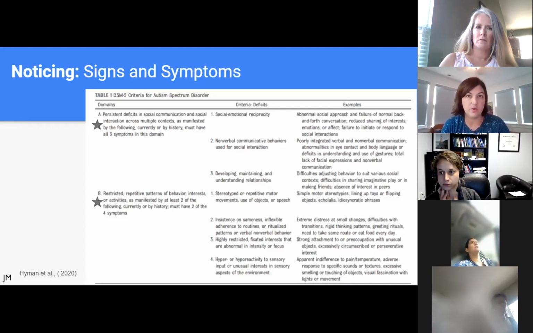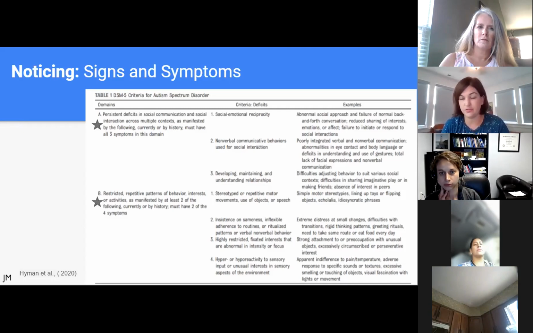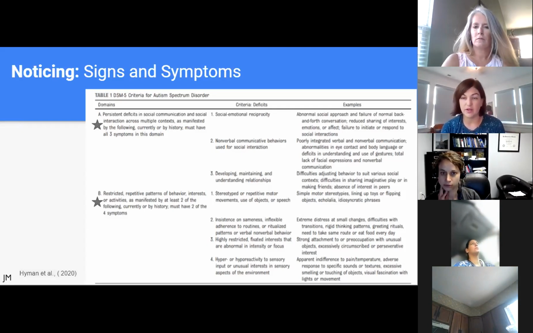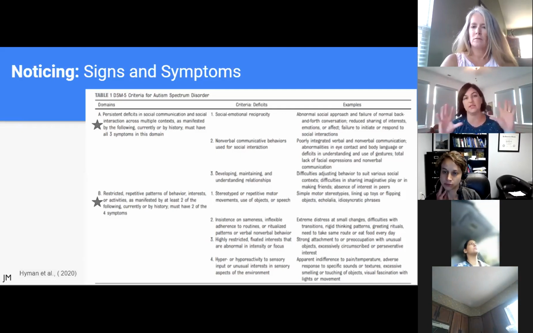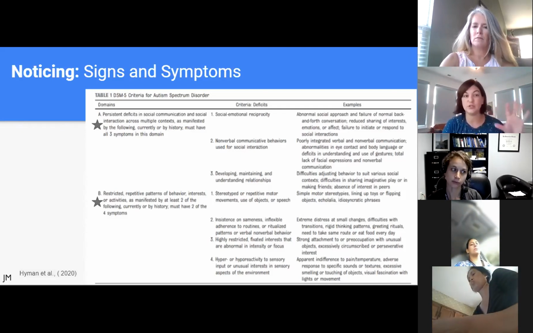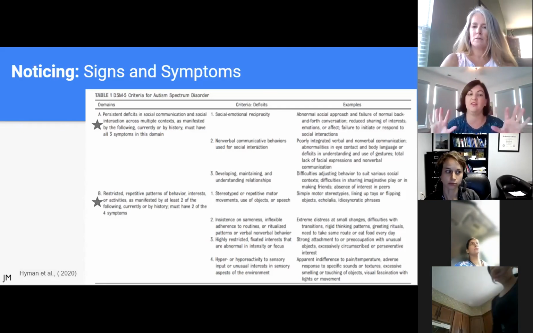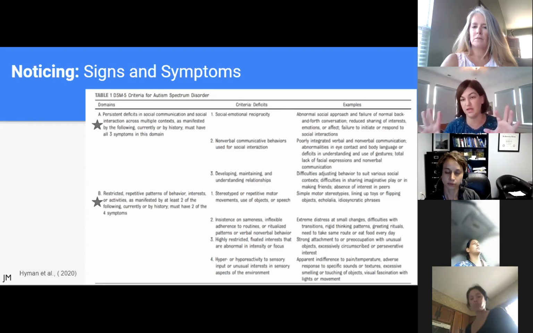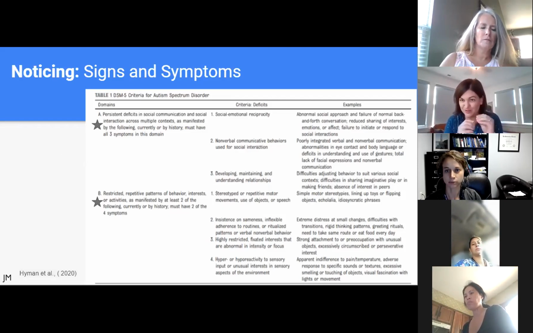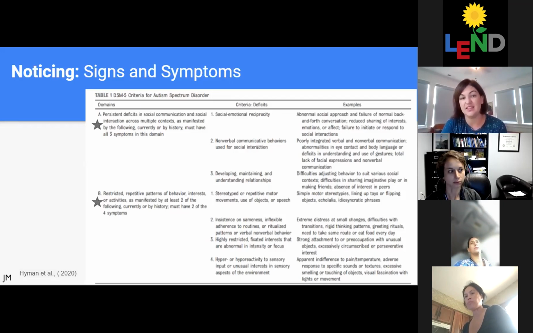The table in front of you is from the DSM-5, which stands for the Diagnostic and Statistical Manual of Mental Disorders, 5th edition. This is the criteria that is used to identify the presence or absence of autism spectrum disorder. If we really want to break it down, there are two big domains that we're looking at: social communication and interaction, and restricted, repetitive patterns of behavior, interests, and activities. Within those two groups, there's additional specific criteria or deficits, as you can see in this second column here.